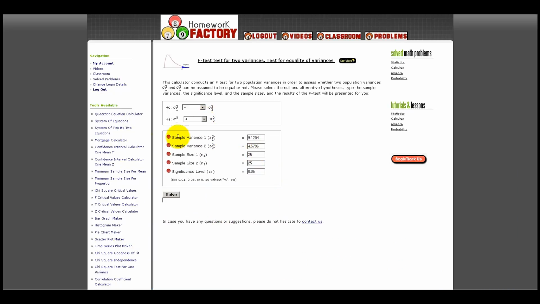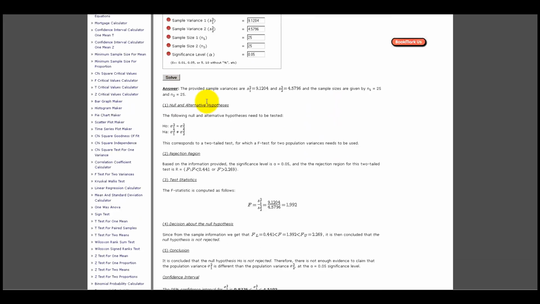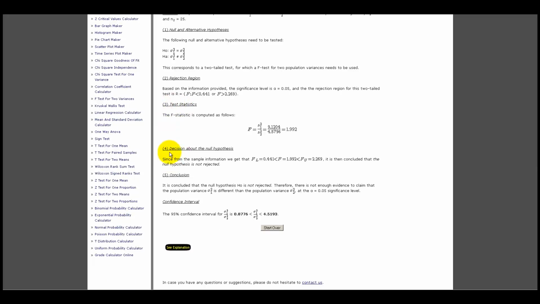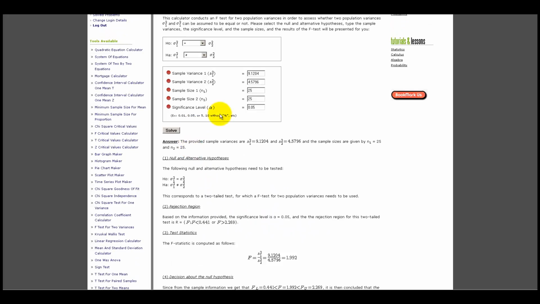What do I do now? Nothing. Just click on solve here and see what happens. After 1 second, you get a fully detailed step-by-step solution showing you the information you have, the null hypothesis, the rejection region, the test statistic, the decision about the null hypothesis, the conclusion, and the relevant confidence interval.